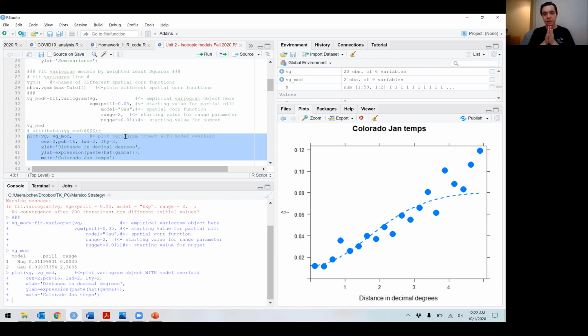Okay, this concludes the unit on isotropic models. Next time, we'll talk about anisotropy, which is introducing direction into your spatial correlation.